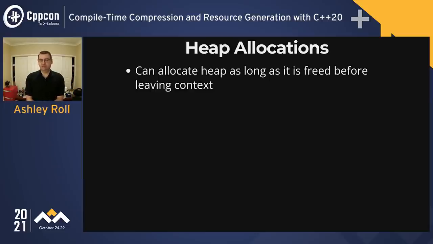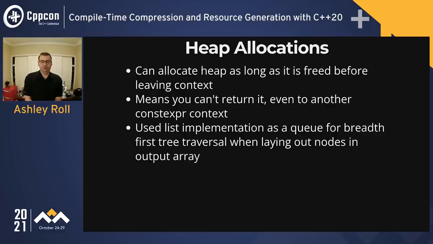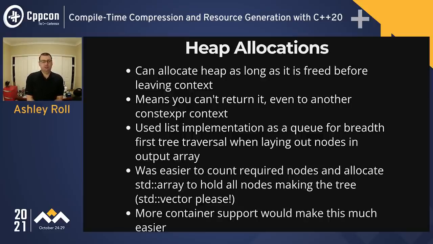We can allocate heap, but we have to free it before we leave the context. It means you can't return it from one constexpr context into another constexpr context. So a function, even if it's being called within a constexpr context, can't return allocated memory. You have to return a literal type. I used a list internally for the breadth first traversals, but I didn't allocate nodes that way. I simply counted how many I needed.